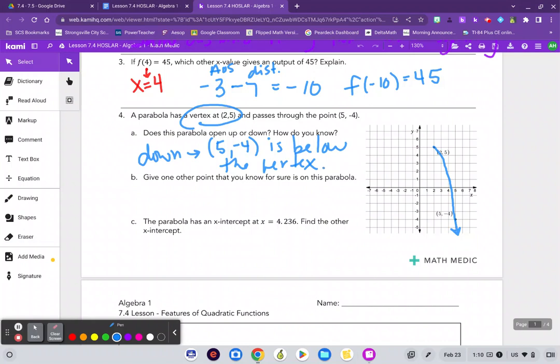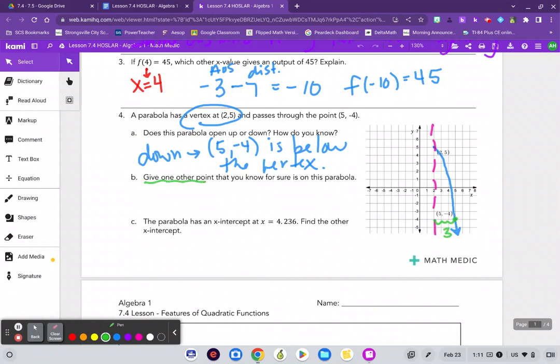All right, B says give one other point you know for sure is on the parabola. Well, I'm going to draw in that axis of symmetry, because up above we said that I have points the same distance away from the axis of symmetry on both sides. The key through this lesson from here on out is to draw in that axis of symmetry. When I draw it in, I notice that I have this point (5, -4), and it is 1, 2, 3 units away from that axis of symmetry.